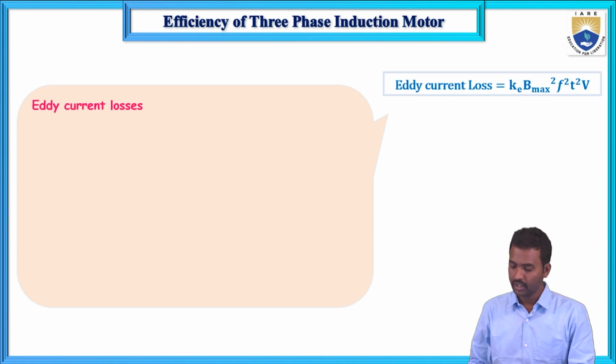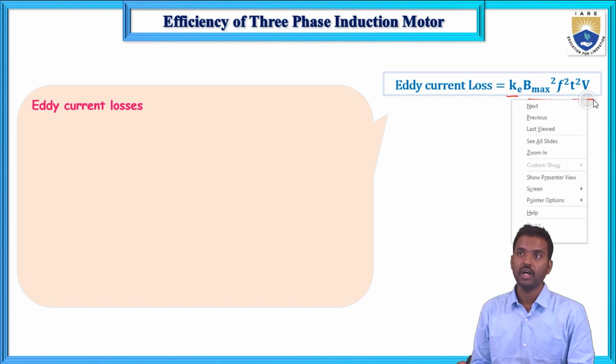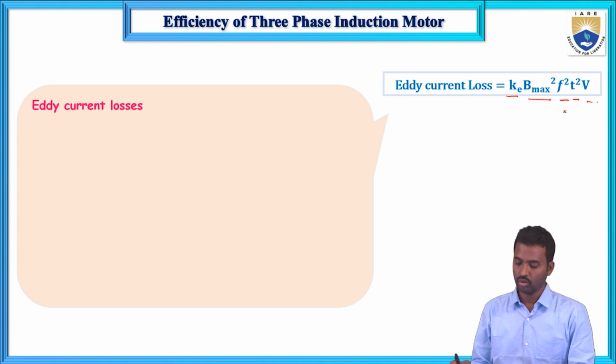Now here, in this eddy current formula, KE is a constant, B maximum is the flux density, F is the frequency, T is the thickness of the lamination, and V is the volume of the core. The loss is KE B maximum square F square T square into V.